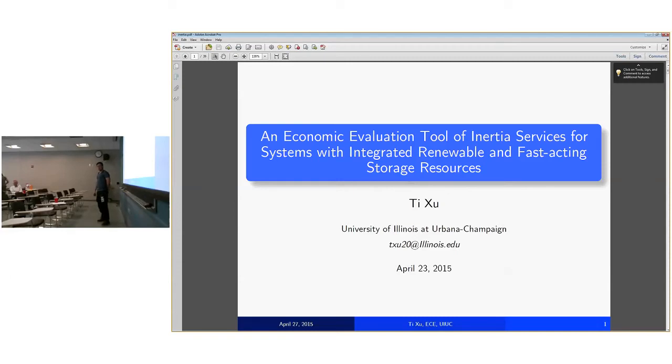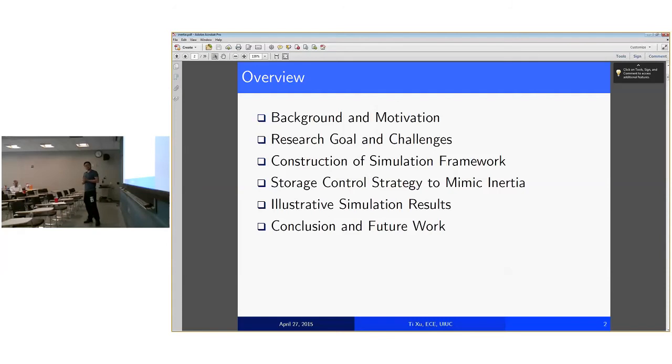Hello everyone, today I'm going to talk about the tool to evaluate the economic value of inertia services for the power systems. I will consider the wind power to replace the conventional unit and fast acting storage resources to provide the virtual inertia services. And this is the agenda of my presentation today.